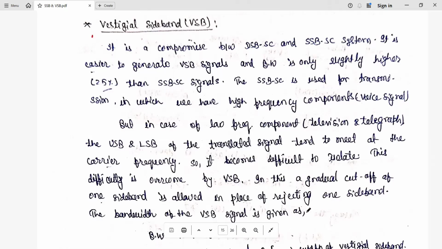Vestigial sideband: why it is called the vestigial sideband and how it is different from SSBSC. We'll also see how we are going to generate the VSB signal and how we are going to detect it with the help of the time domain and frequency domain representations.